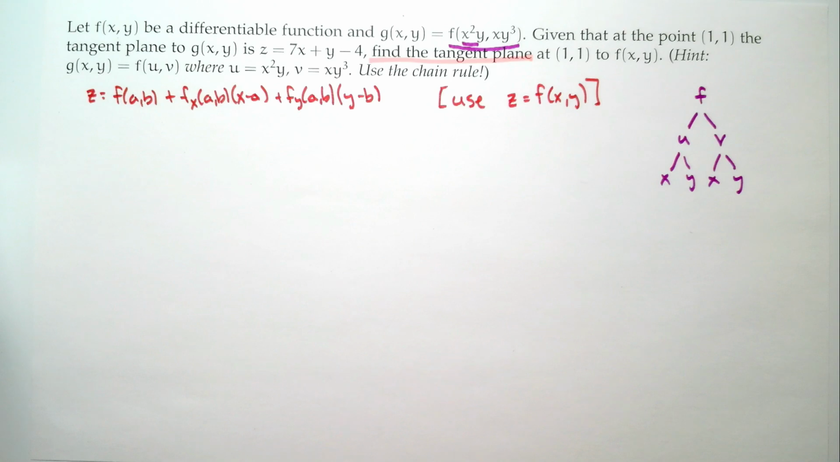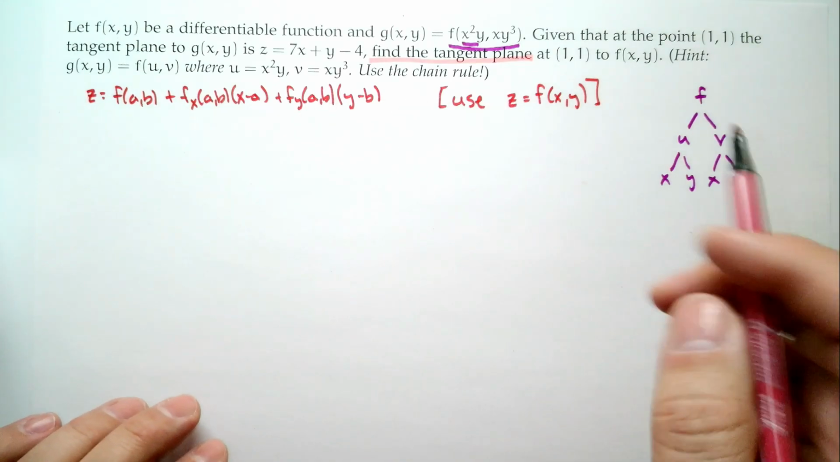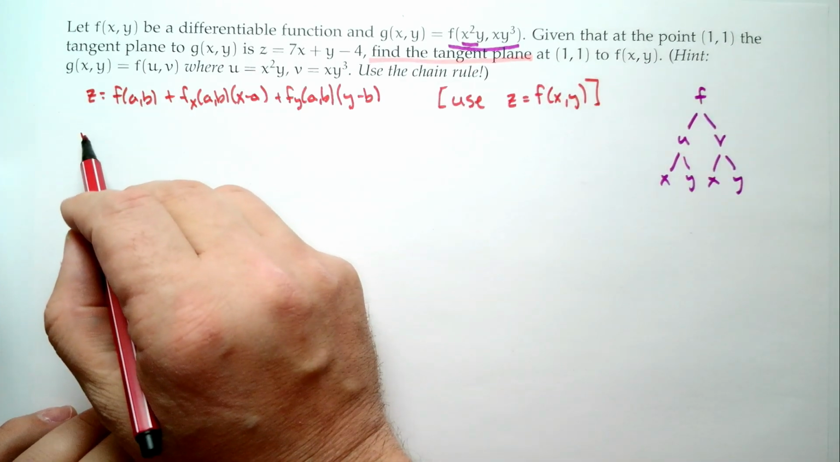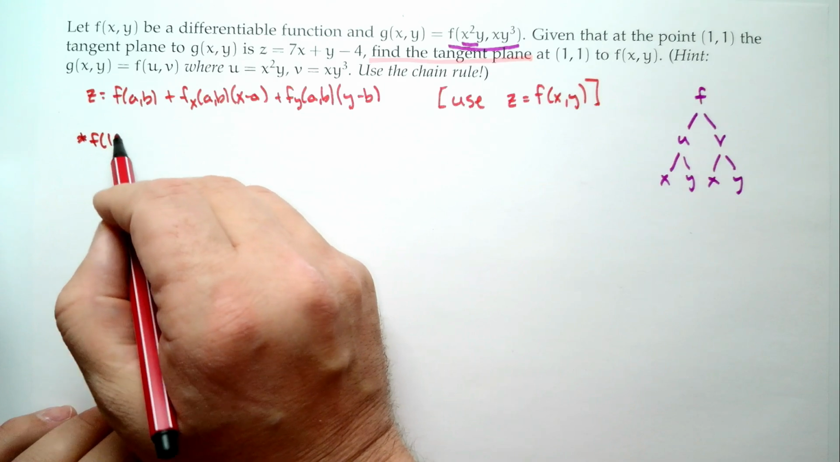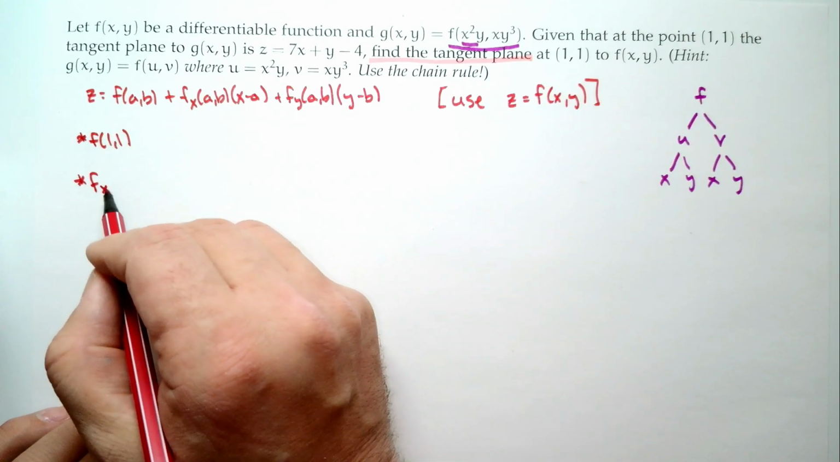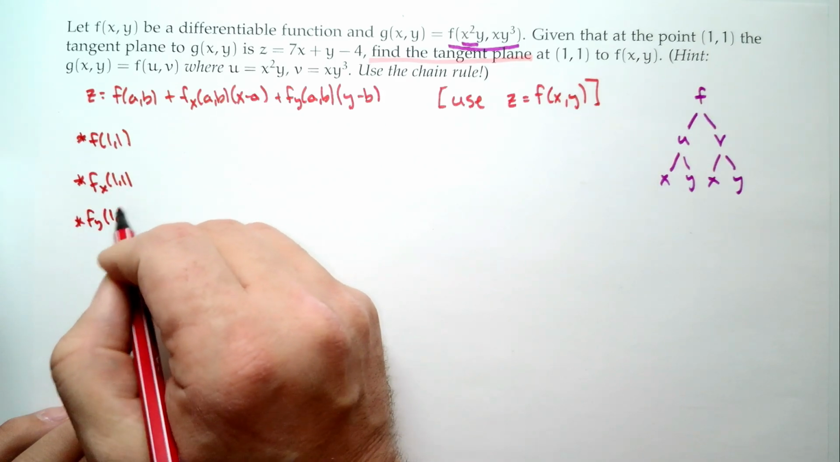But when you have z as a function of x and y, this is what we're using. So given that we want the tangent plane at (1, 1), that says we need to find the following three pieces of information. What is f of (1, 1)? What is f sub x at (1, 1)? And what is f sub y at (1, 1)?